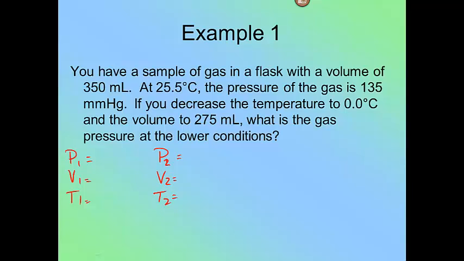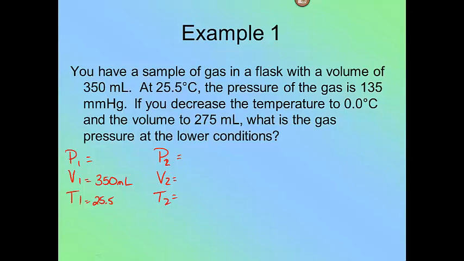I'm going to fill in everything I know. So it actually doesn't matter which one you label as 1s and 2s as long as you're consistent, meaning you keep all the original volume, temperature, and pressures that go together as the same number. So they say I have a flask with a volume of 350 milliliters. That goes in under V1. That's what I'm deciding is going to be V1. It's at 25.5 degrees Celsius.